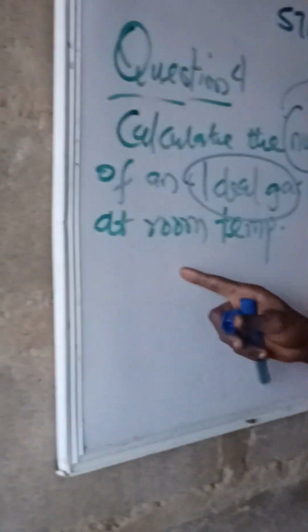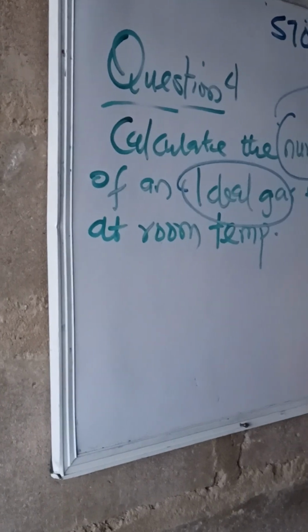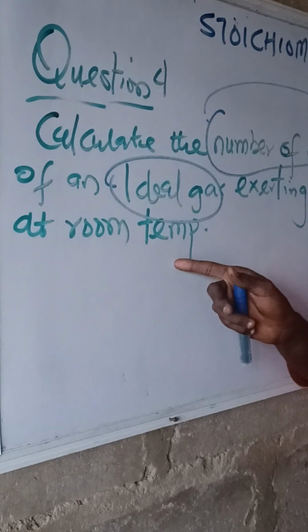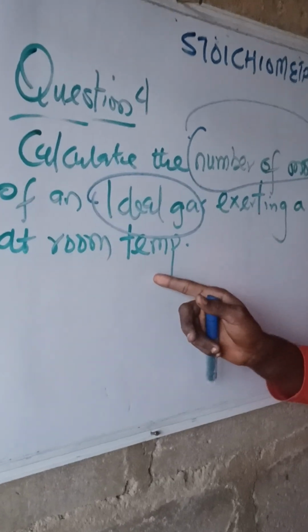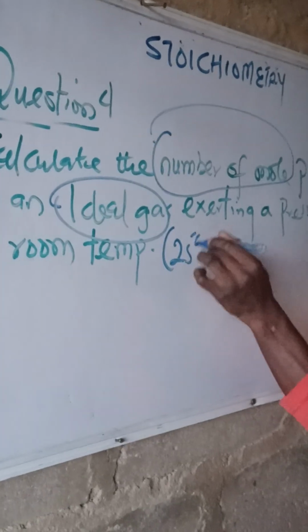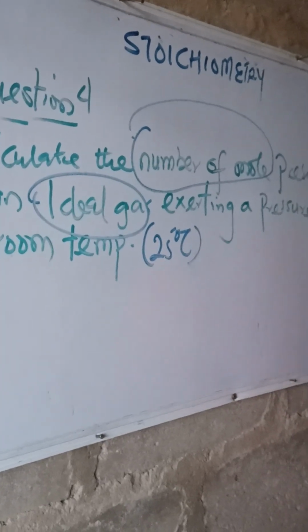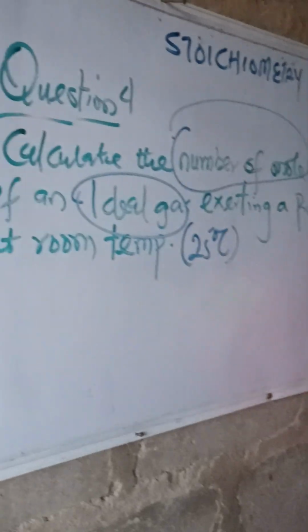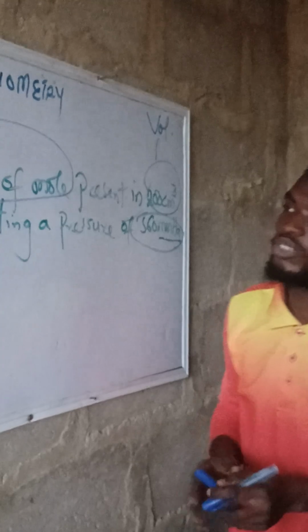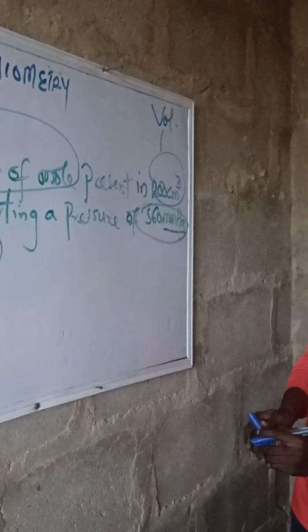What follows? Room temperature. They don't want to tell us what room temperature is, but have it in your mind that room temperature is 25 degrees Celsius. Whether in biology, chemistry or physics, at room temperature it is 25 degrees Celsius. So the parameters, everything is clear, right?